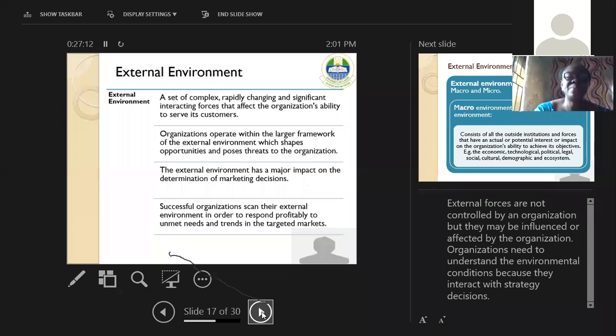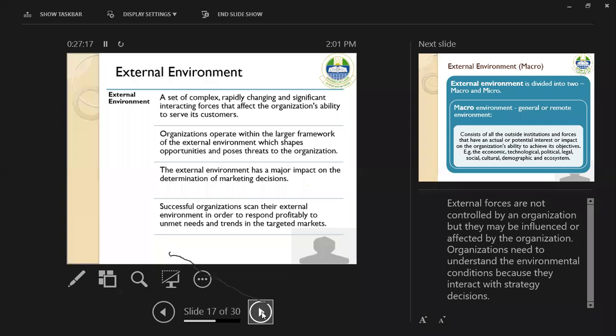When we say business environment is complex, most times it is from the external environment. So it's a set of complex, rapidly changing and significantly interacting forces that affect the organization's ability to serve its customers. Most organizations operate within the larger framework of the external environment, and this shapes their opportunities or poses threats to them. And so the external environment will have a very big impact on marketing decisions taken by organizations.